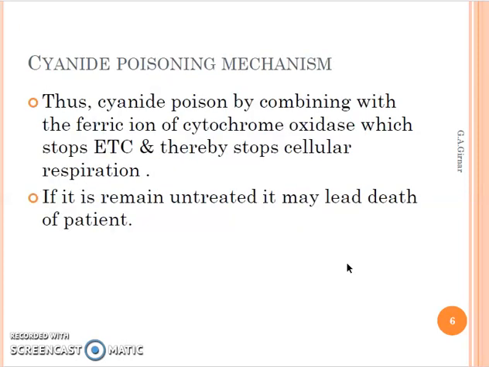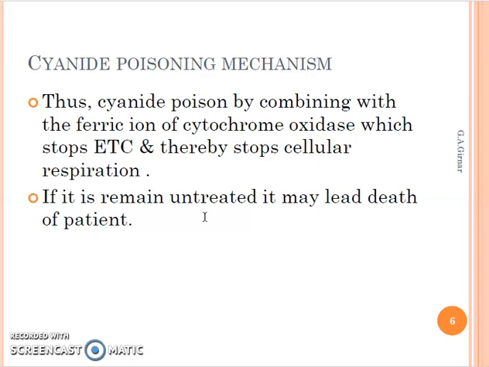Now what happens when cyanide enters the body? As we now know, cyanide reacts with the ferric ion, so this cyanide poison, by combining with the ferric ion of the cytochrome oxidase enzyme, ultimately stops the ETC, the electron transport chain. After the breaking of the ETC, cellular respiration stops. If cellular respiration stops, ultimately the cell dies, and if it remains untreated for some time, death of the patient may also follow. So this is the simple mechanism of cyanide poisoning.